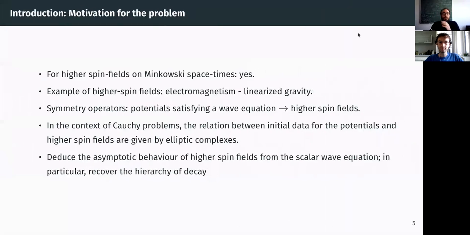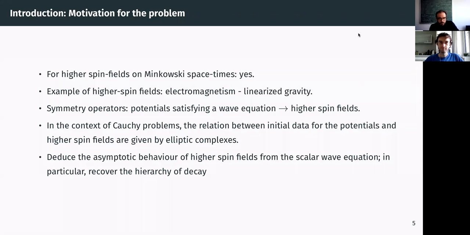Okay, we want to ask the same question for higher spin fields on Minkowski spacetime. So again, I'm talking about higher spin fields, but think Maxwell's equations or linearized gravity. And in that case, the answer is yes. The symmetry operators that we will be looking at would be a construction of certain types of potentials which satisfy the wave equation for these higher spin fields. These potentials have a name, they are called Hertz potentials. They were introduced more than a century ago.